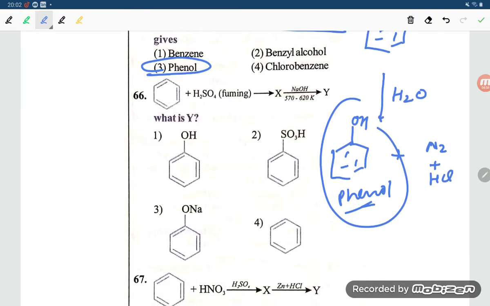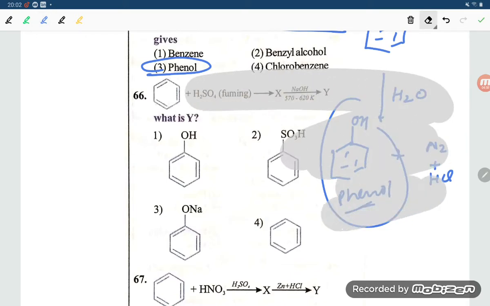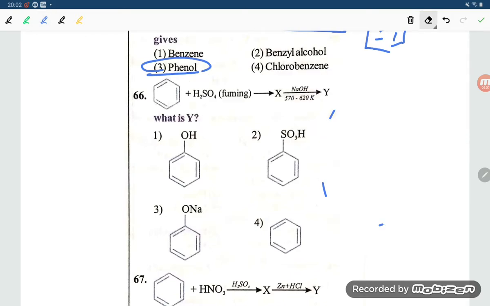Next one, let us see another one. Problem number 66. So what is problem 66? Benzene is reacted with H2SO4, which again on reaction with NaOH, what compound will it give?